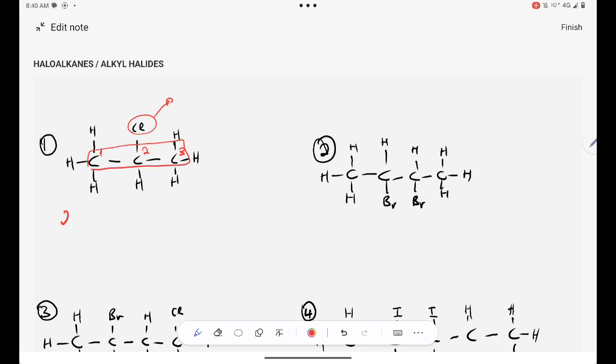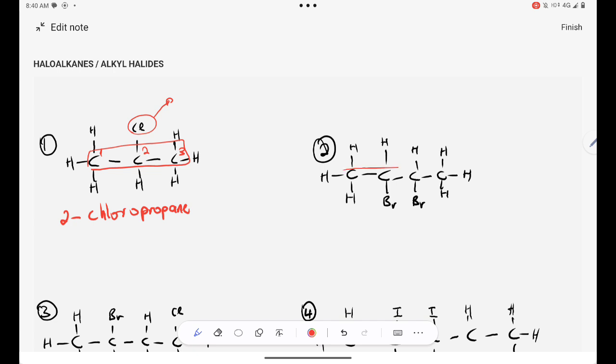I know that at carbon number 2, I have my chloro. My prefix will be chloro. And then after mentioning the addition, I must just name the actual compound, which is propane. Are you together?